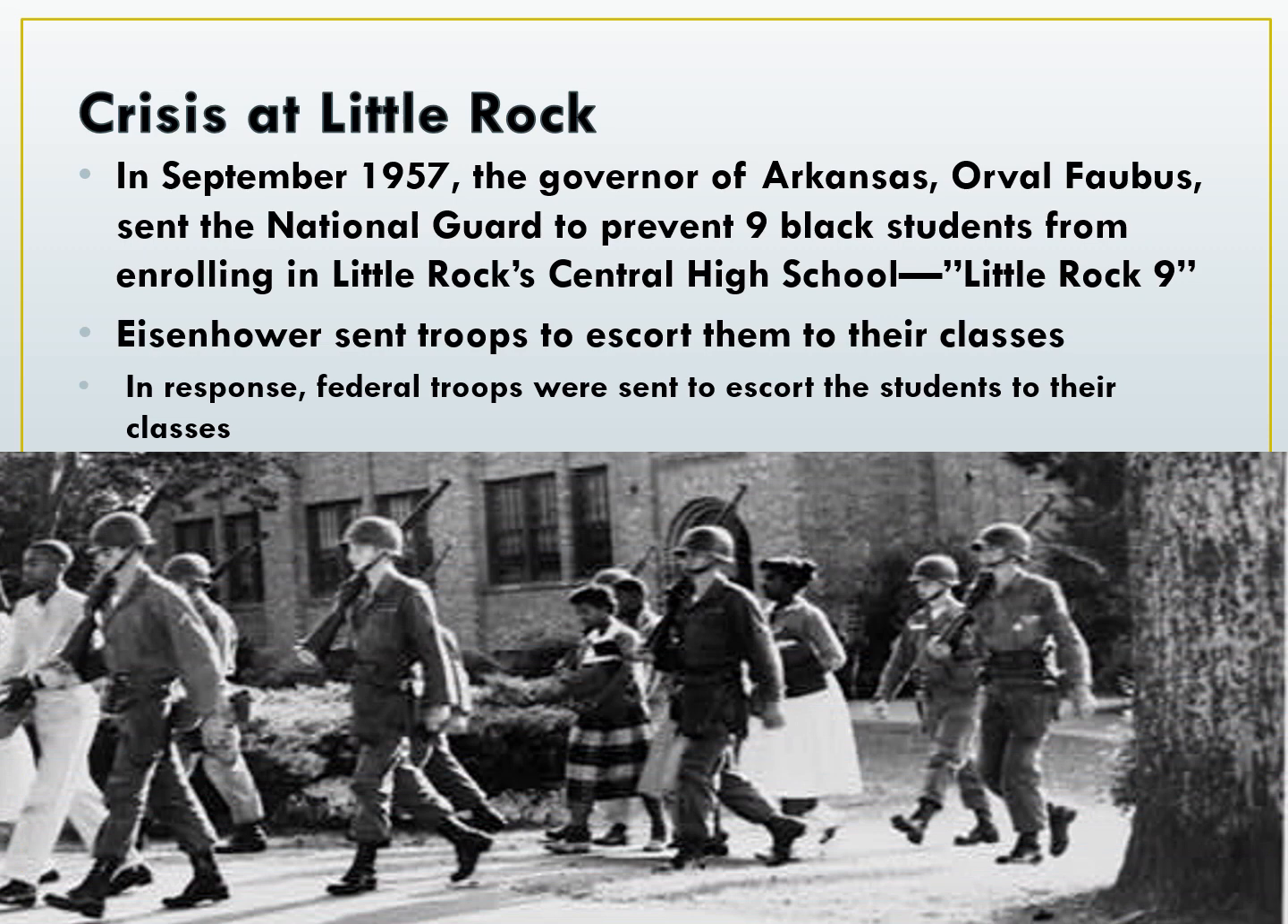So 1957, crisis at Little Rock. The governor of Arkansas, Mr. Orville Faubus, sends the National Guard to prevent 9 black students from enrolling in Little Rock Central High School. They were known as the Little Rock Nine.